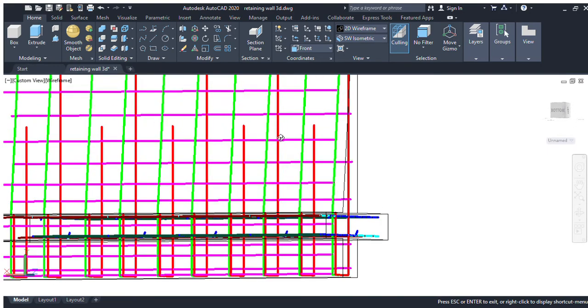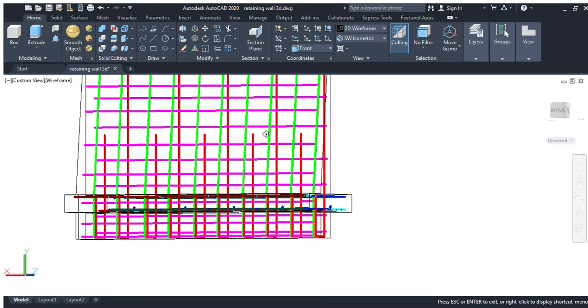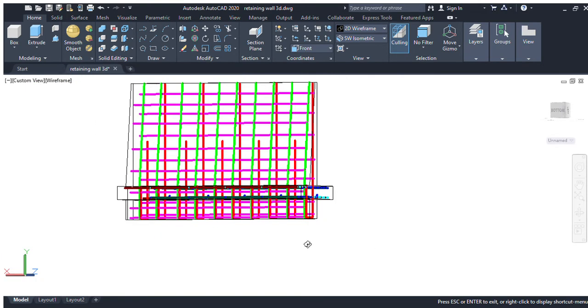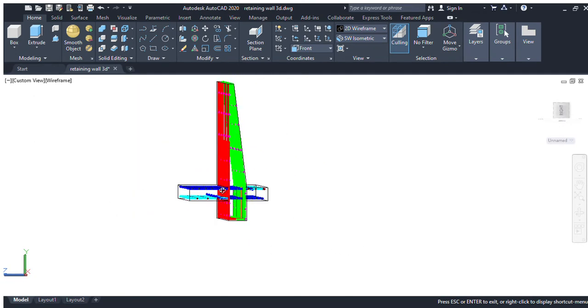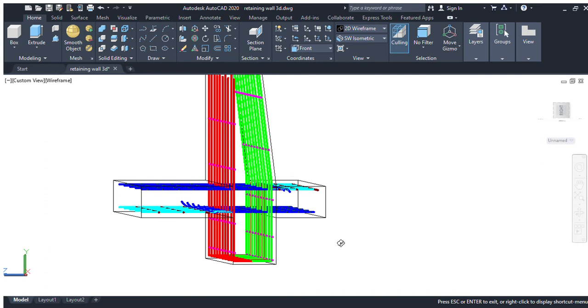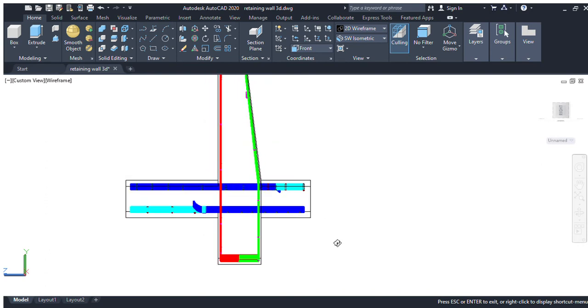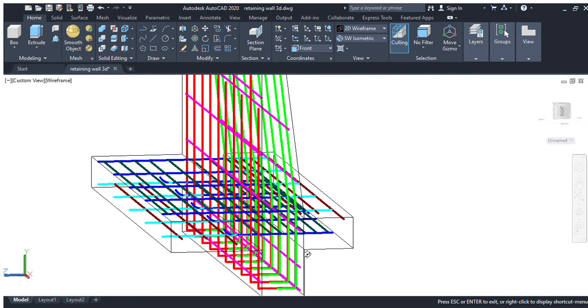The curtail bar, this is the main bar, this is the cut portion. The blue color indicates the main reinforcement at the heel slab, this is the main reinforcement at the toe slab, this is the distribution bars. In the horizontal, this is the transverse direction distribution bars.